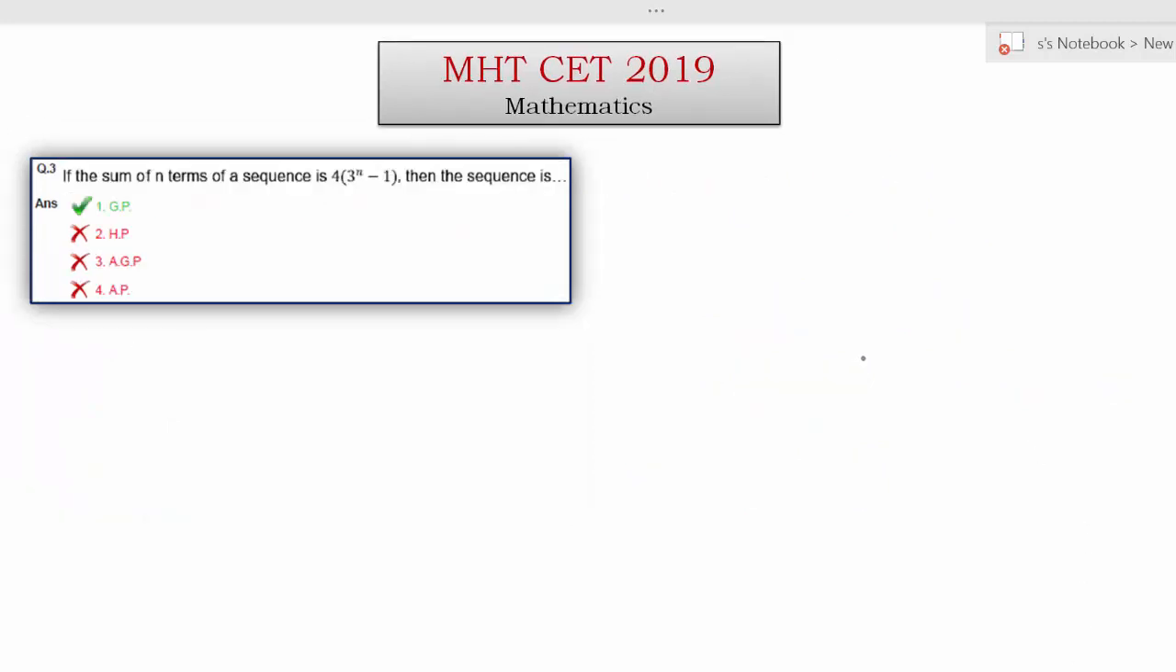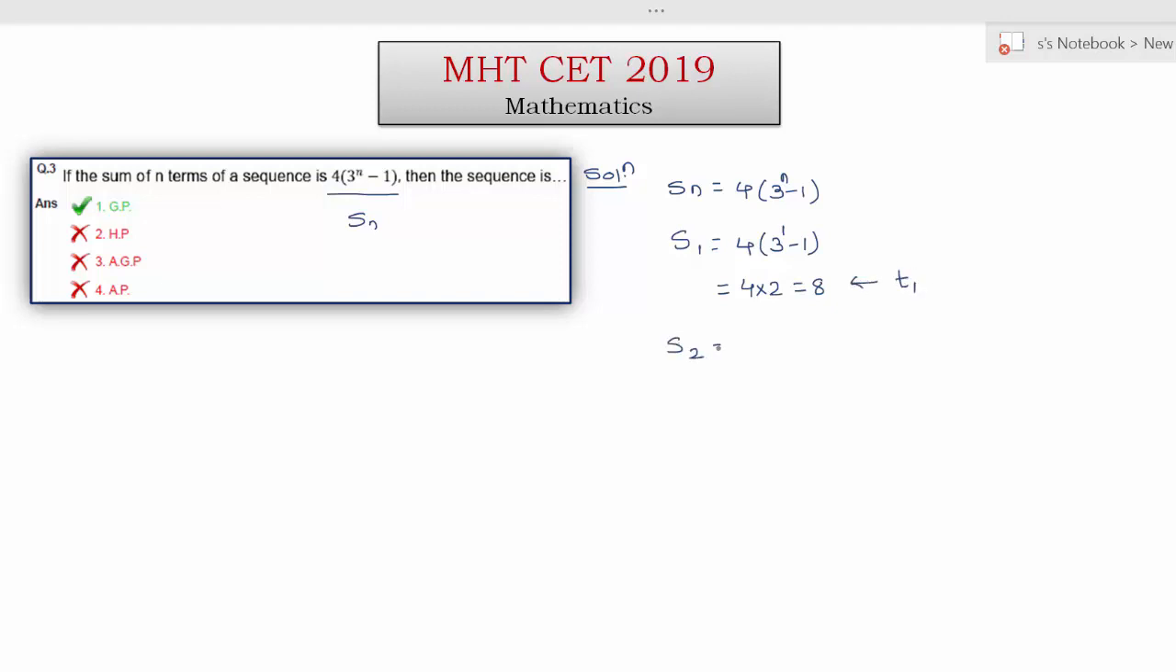Okay, question 3 says if the sum of n terms of a sequence is 4 into 3 raised to n minus 1, so this is Sn, okay, then the sequence is GP, HP, AGP, AP. Okay, let's try to attempt this. We have Sn is equal to 4 into 3 raised to n minus 1. Now students, S1, that is when we put n equal to 1, we are supposed to get the first term, that is 3 raised to 1 minus 1. This is 4 into 2, that is 8. Okay, so this is T1.